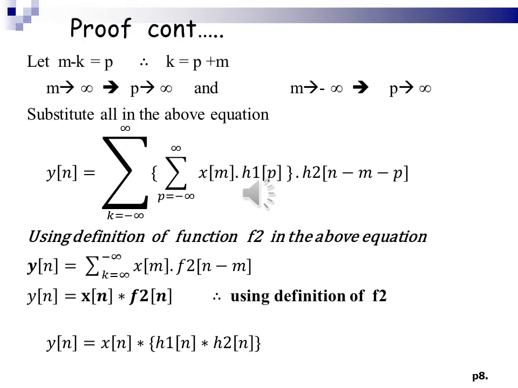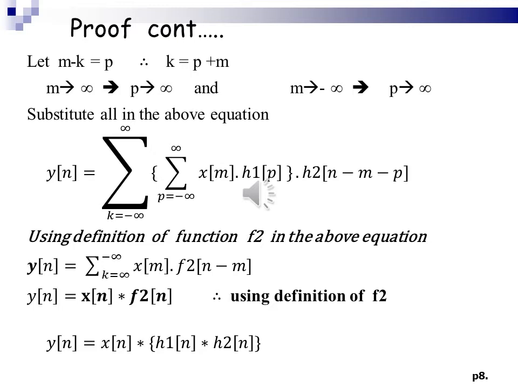Let's take x of m outside the summation over p, because it does not have the variable p, so it can be treated as a constant and will come outside the second summation but inside the first summation. What remains in the second summation is summation p goes from minus infinity to infinity h1p into h2 of n minus m minus p. Now this itself is a definition of convolution. Here h1 and h2 are convolved with each other, and the convolution of h1 and h2 we have named f2. If you recall, at the beginning of this proof we defined two functions: x and h1 convolution we called f1, and h1 and h2 convolution we called f2. So this is the definition of the convolution f2.